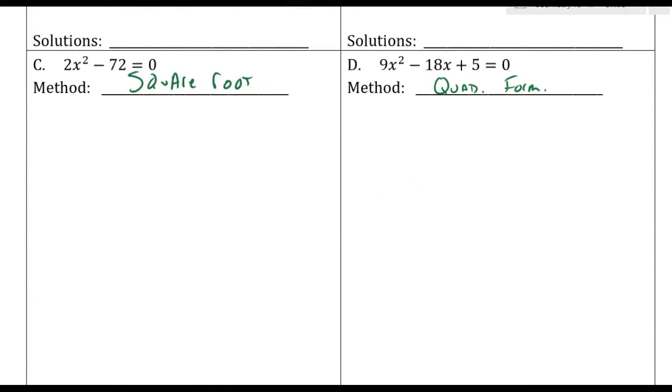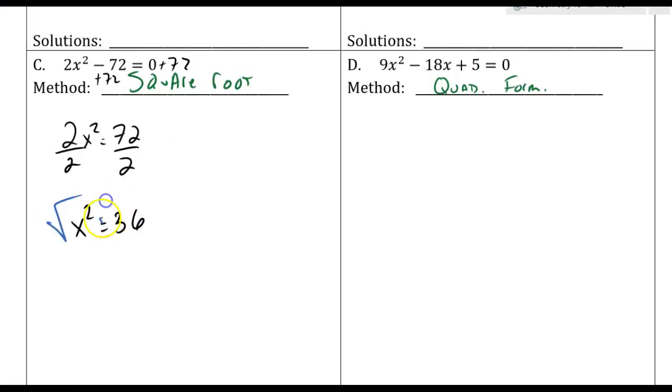C, they ask you to take the square root. So I have to get x squared by itself, so I'm going to add the 72 to both sides. 2x squared equals 72. Divide by 2. X squared is equal to 36. Here's where we actually get to take the square root now. And remember, anytime you take the square root, plus or minus. Now the square root of 36 happens just to be 6. So we're done right here.